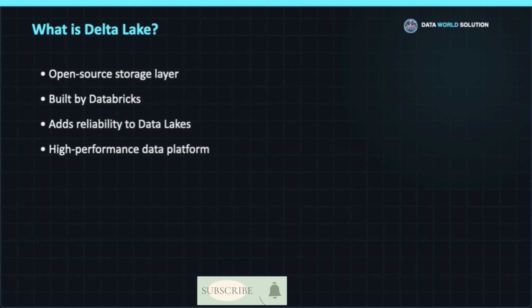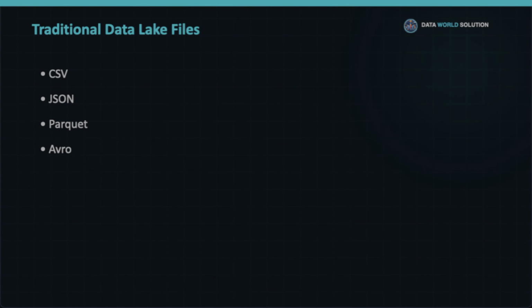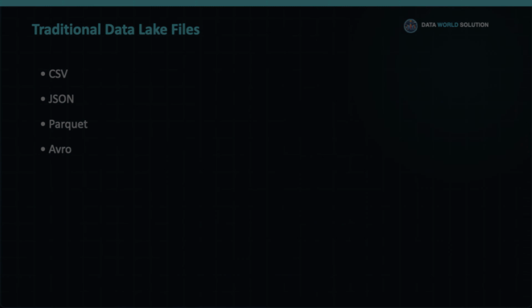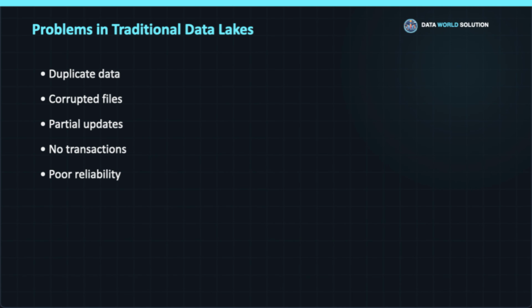What is Delta Lake? Delta Lake is an open source storage layer built on top of existing data lakes. It was created by Databricks. Delta Lake adds powerful database like features into data lakes. Normally, data lakes store files like CSV, JSON, Parquet, Avro. But these files alone do not provide ACID transactions, version control, reliable updates, data consistency, schema enforcement. Delta Lake solves these problems. In simple words, Delta Lake converts a normal data lake into a reliable and high performance data platform.